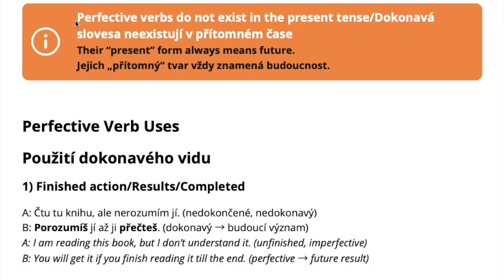I have one important piece of information for you. Perfective verbs do not exist in the present tense. To znamená, že dokonavá slovesa neexistují v přítomném čase. That means that simply the present conjugation form of this verb is actually already talking about the future. It means and refers to the future. So it doesn't actually have, let's say, present nor future, because these two are the same. It's one single form of this verb.